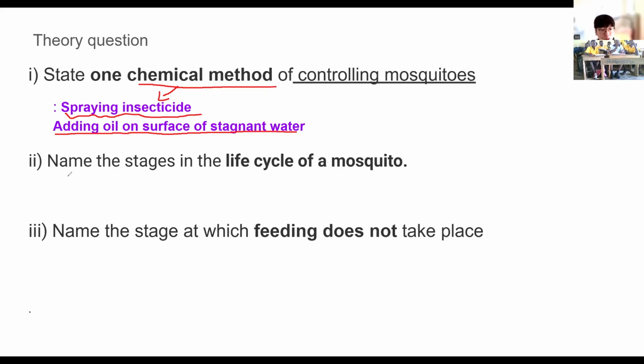Number two says to name the stages of the life cycle of the mosquito. We haven't looked at this really, so let's go back to the picture to answer this second question.